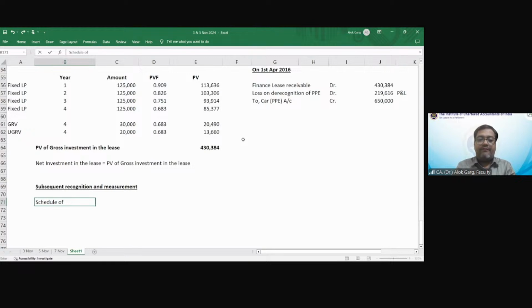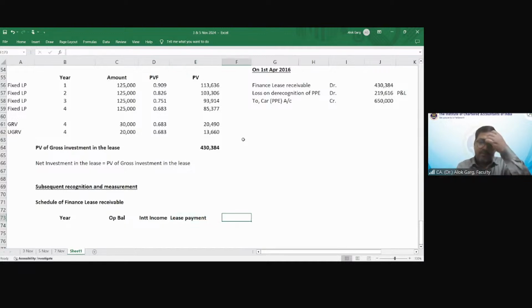Schedule of finance lease receivable. Same schedule. Year, opening balance, interest income, lease payment, closing balance. How many years? Year 1, 2, 3, 4.